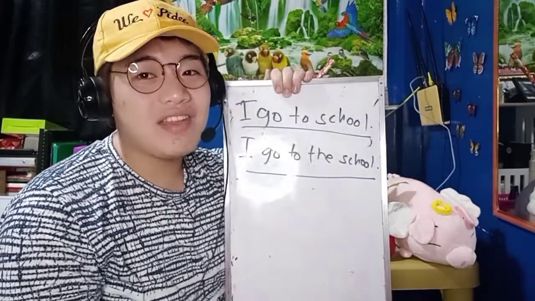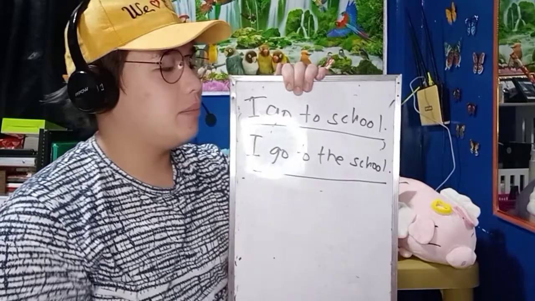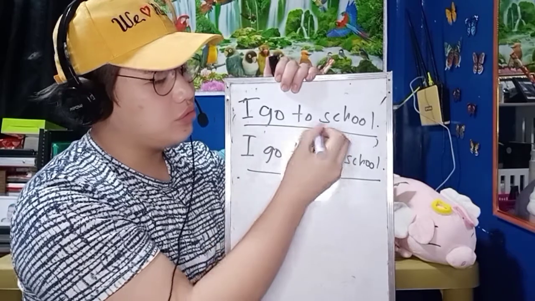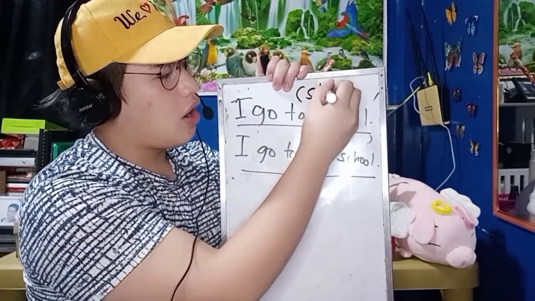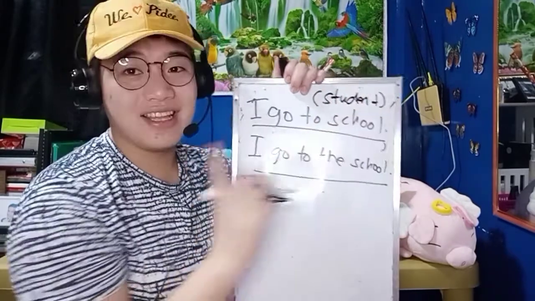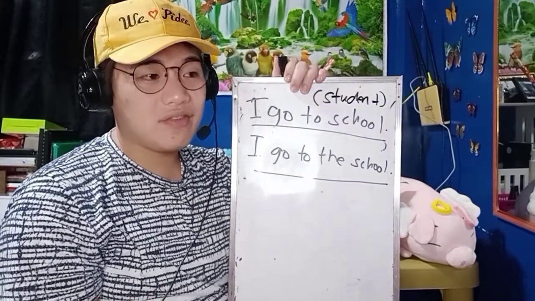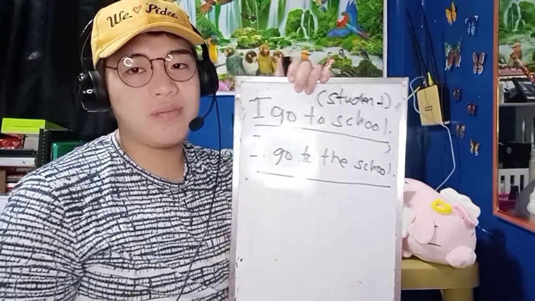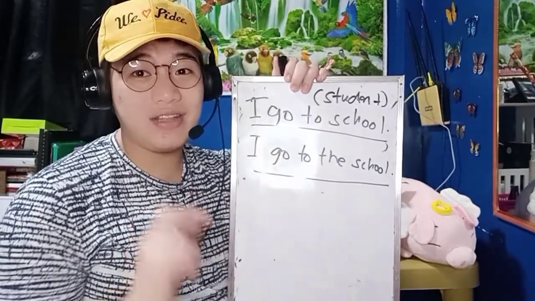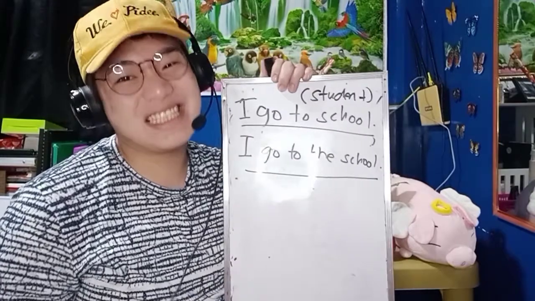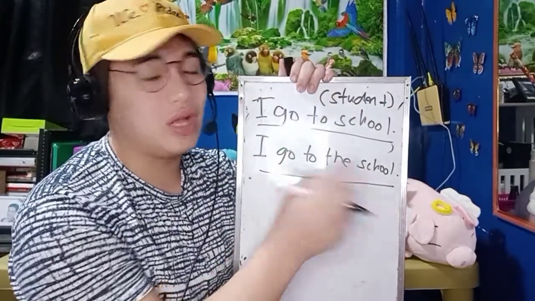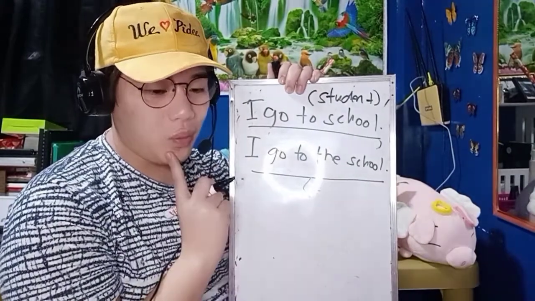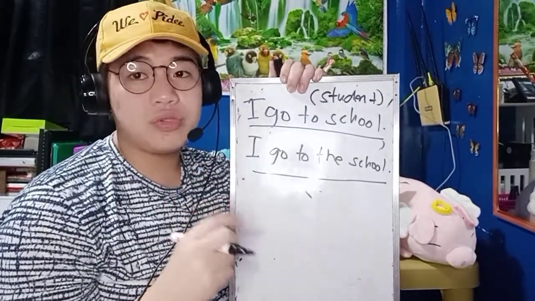Alright, you have to say "I went to school," because guys, if you say "I go to school," it means that you are a student. Okay? Alright, so for example, "I'm really busy, I don't have any time because I go to school." Meaning you're studying because you're a student. That's the meaning of "I go to school." However, if you say "I go to the school," oh, wait, I think I cannot work today because I need to go to the school.